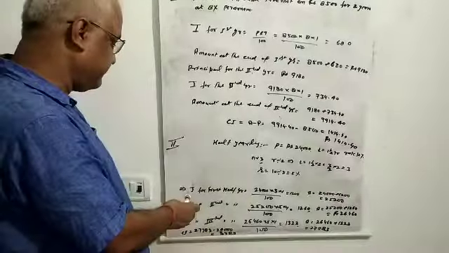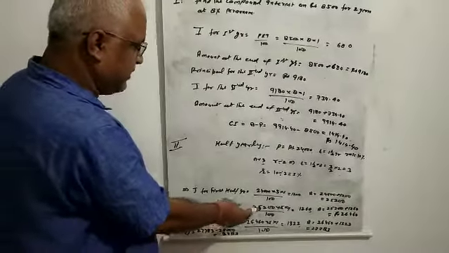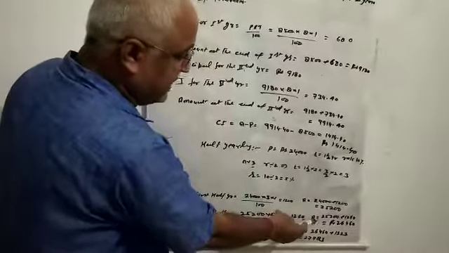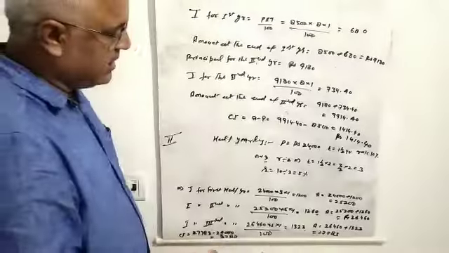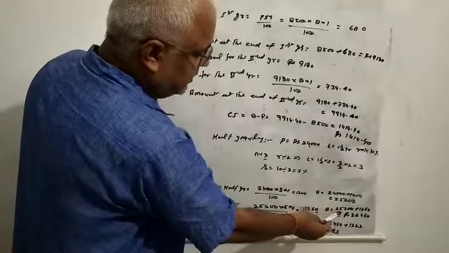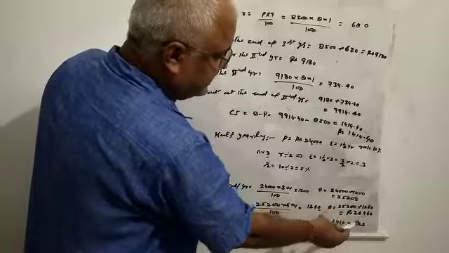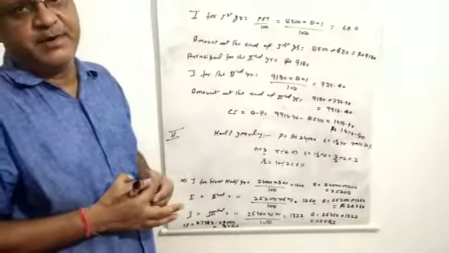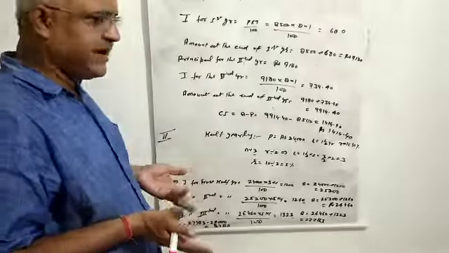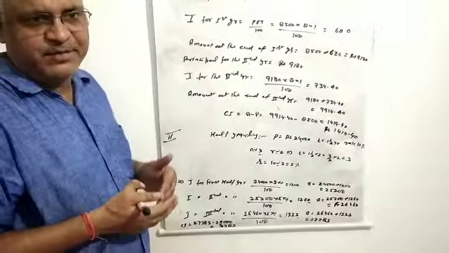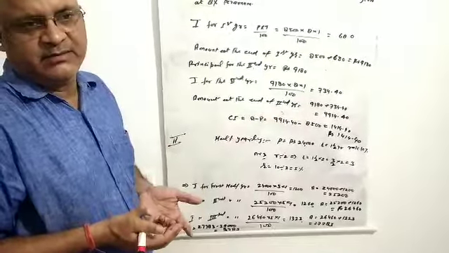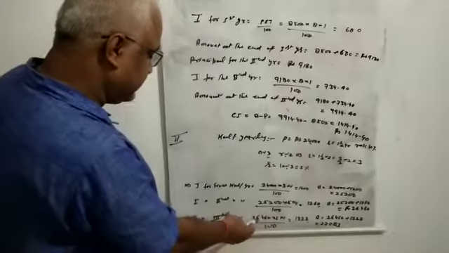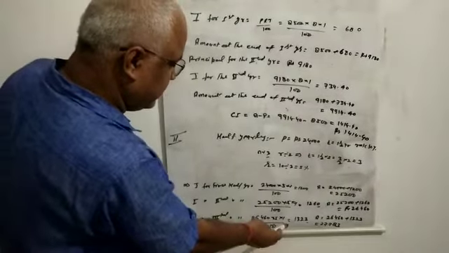So try to find interest for the second half year. Principal rate time upon 100, 1,260. What is the amount at the end of second half year? Amount at the end of second half year 25,200 plus 1,260. This is 26,460. This amount will be principal for the third half year. So what is the interest for third half year? What is the principal for third half year? On that amount, interest for third half year will be calculated. So interest for third half year, principal rate time upon 100, 1,323.